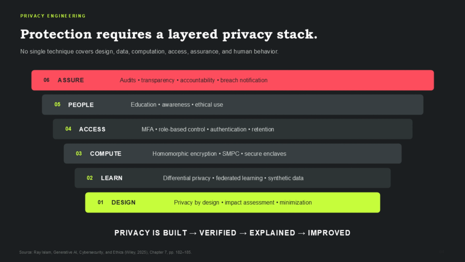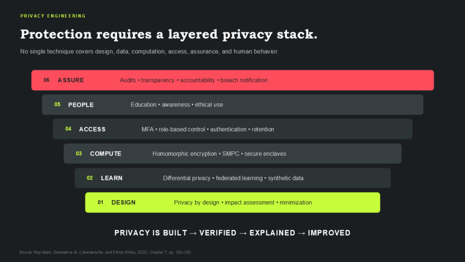The chapter gives us a big toolkit, but the safest way to understand it is as a stack. At the foundation is design: privacy by design, impact assessments, purpose limitation, and collecting only what is necessary. The next layer protects learning. Differential privacy adds carefully calibrated randomness. Federated learning keeps data decentralized, and synthetic data can reduce exposure to real records. Then we protect computation itself through encryption, secure multi-party computation, and secure enclaves.